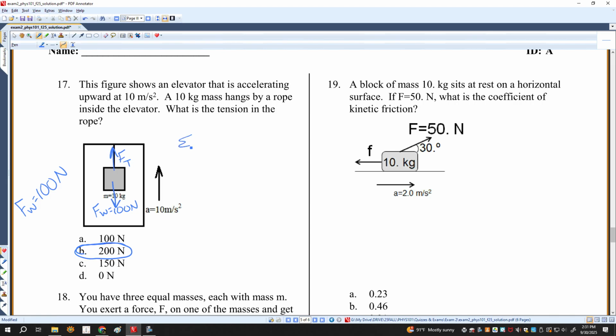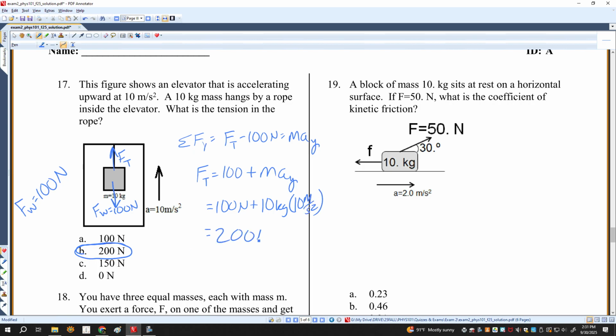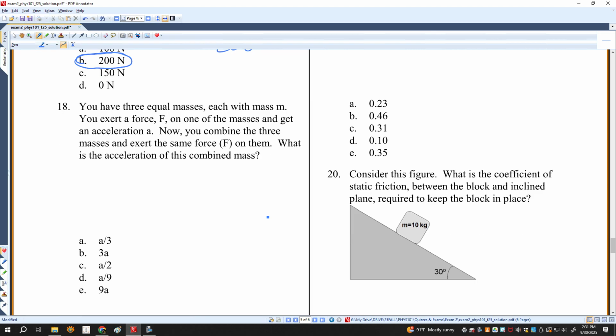I would say the sum of the forces in the y direction, that's Ft minus 100 newtons equals may. So Ft equals 100 plus may. That's 100 newtons plus 10 kilograms times 10 meters per second squared. That's equal to 200.